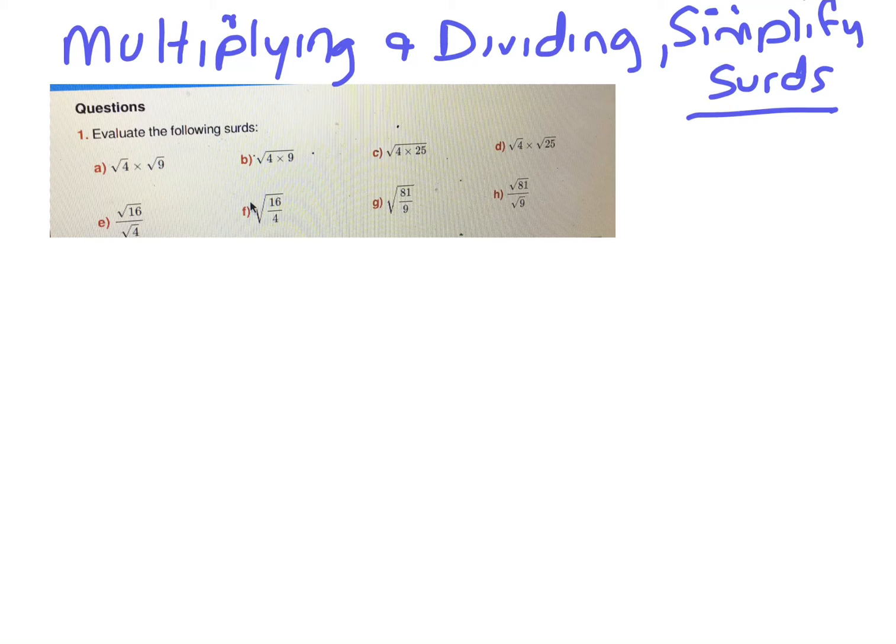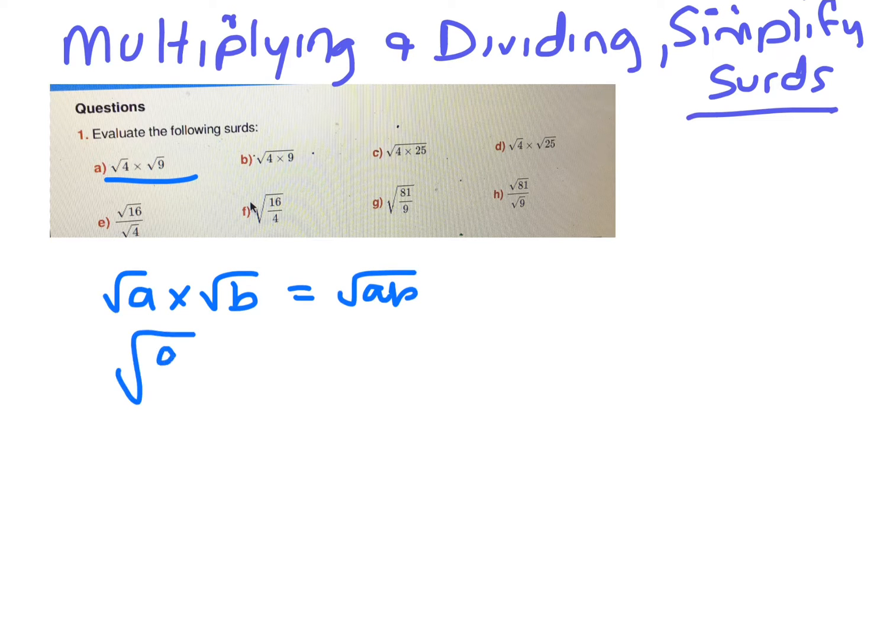Okay, I'm just going to go through this question here, where we're going to simplify. Now, there are some basic rules: root A times root B is root AB. Also, root A on root B can be found by putting root A over root B.